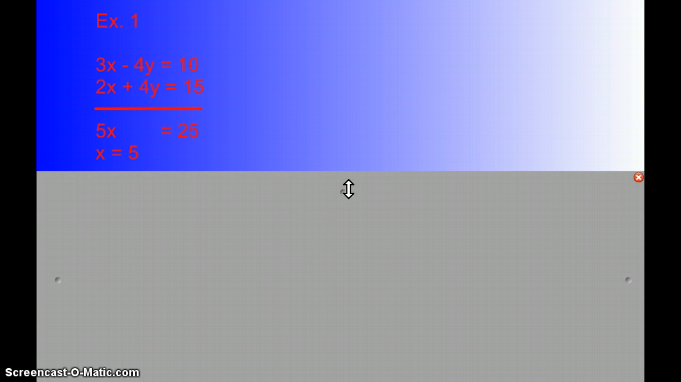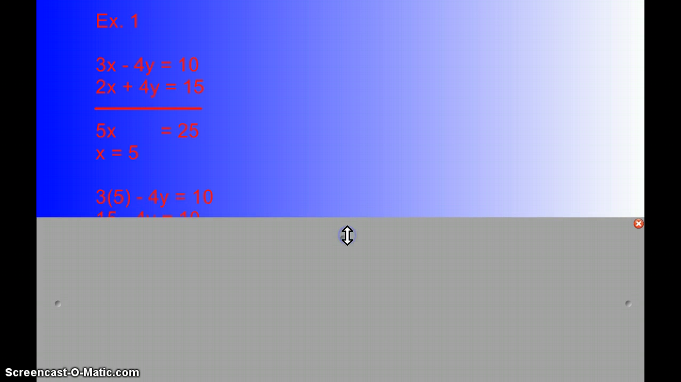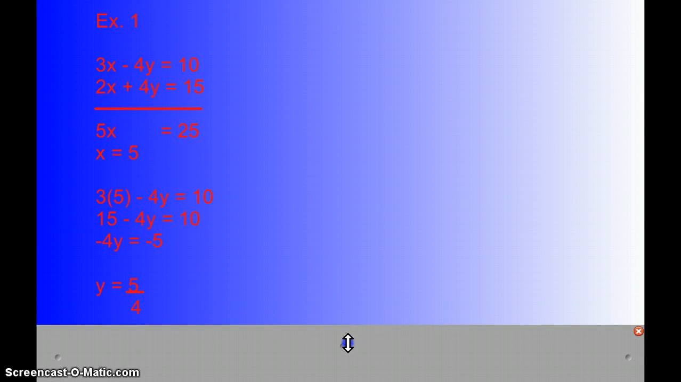Now, just like everything in systems, we're not done. We need to find the y value. x is not the only solution. So in order to do that, we plug x into one of our original equations. You see I chose the first one. It makes no difference which one you choose. If you've solved for x correctly, you'll get the same answer plugging into either of the first two equations. So I plugged in 5 for x, giving us 3 times 5 minus 4y equals 10. So that's 15 minus 4y. We subtract the 15 from both sides and we get negative 4y equals negative 5. And when we divide by negative 4, our answer becomes y equals 5/4.